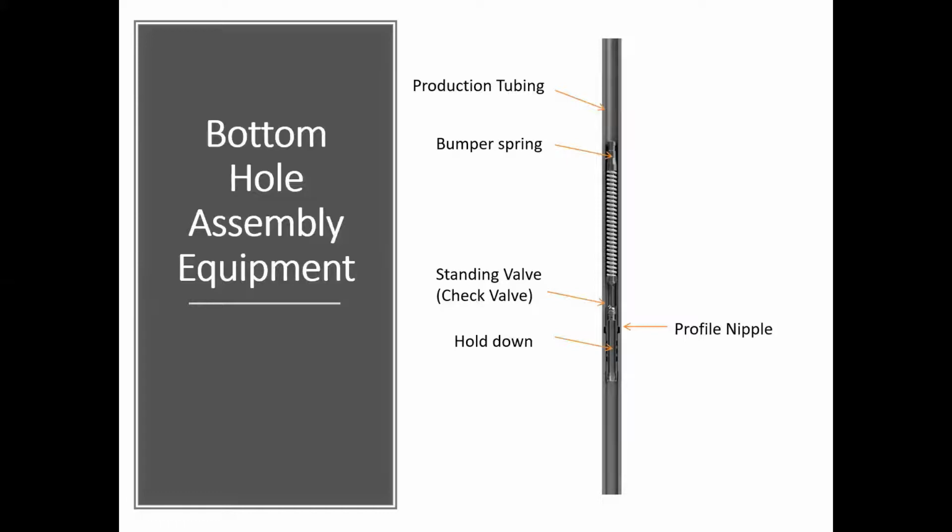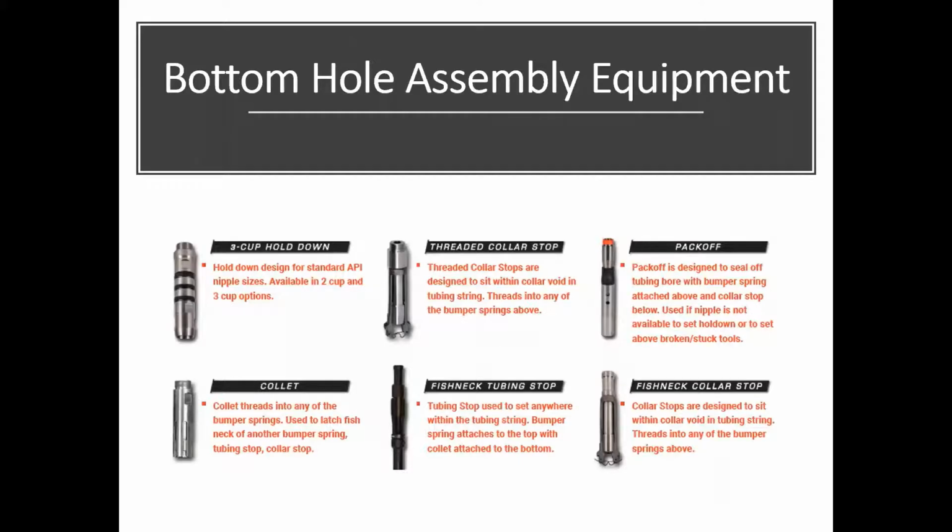The spring is set in the tubing with one of the following adapters. First is a hold down with a 1, 2, or 3 cup option to set in the seating nipple within the tubing string. The hold down threads to the bottom of the bumper spring, seals off between the outside diameter of the BHA assembly and the ID of the tubing, diverting flow through the inside of the hold down to control fluid. The collar stop is designed to be attached to the bottom of the bumper spring assembly and hold the BHA within a collar gap.